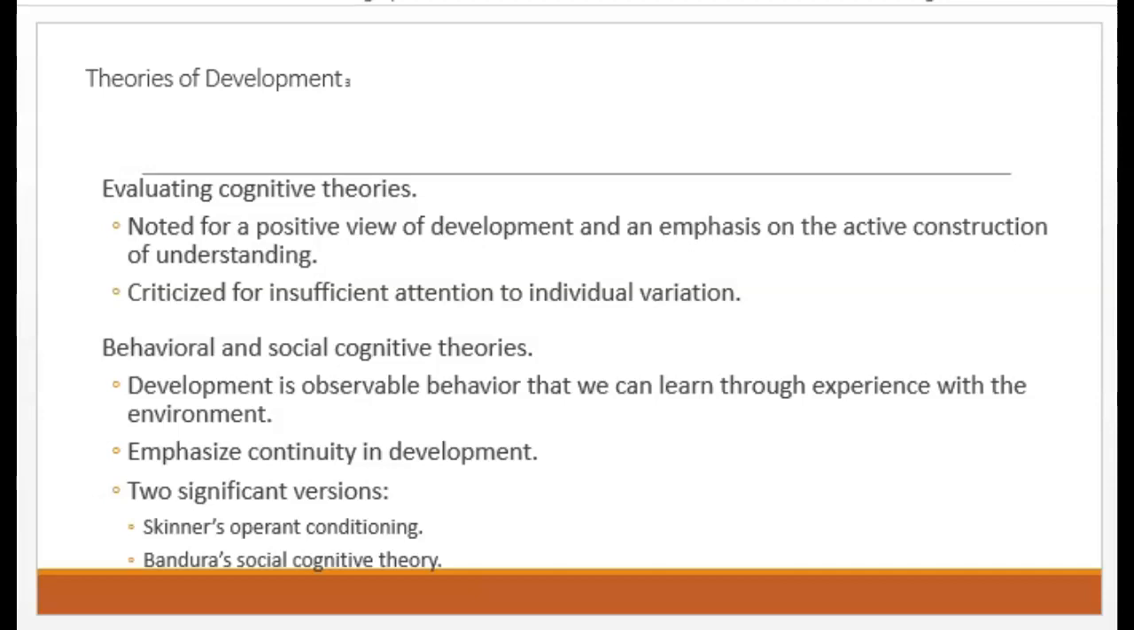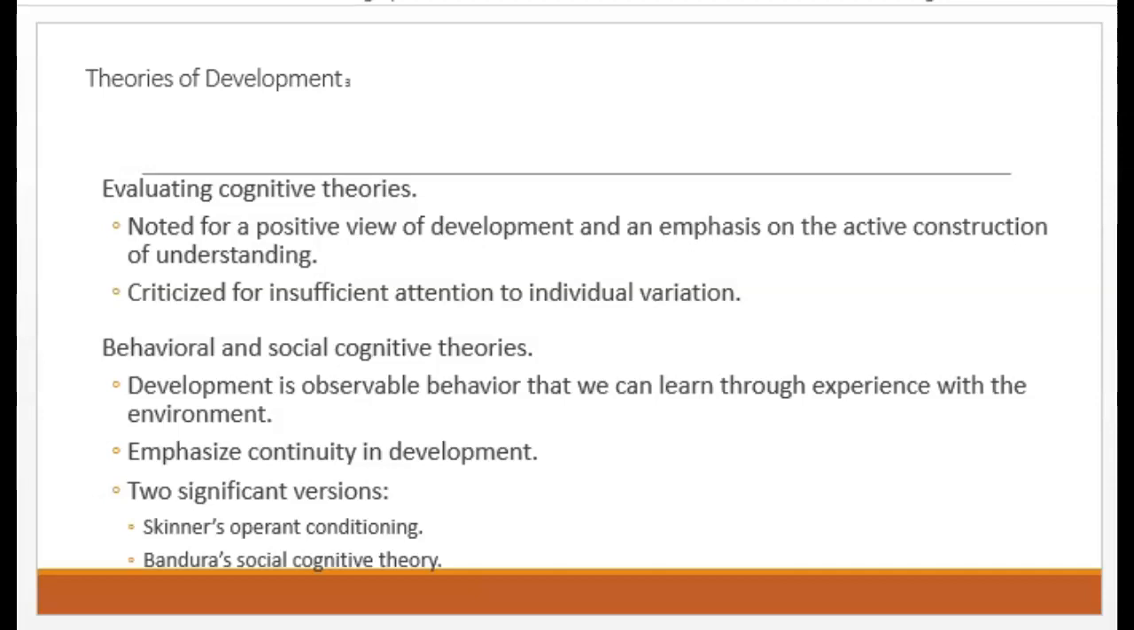Cognitive theories have a more positive view of development than psychoanalytic theories, and their emphasis on the active construction of understanding has been immensely helpful in learning about development. However, there has been criticism that cognitive theories don't do a good enough job of accounting for individual variation. Plus, there was a bit of concern over how well we could actually measure thought processes at the time.